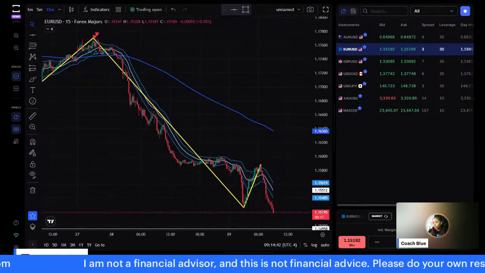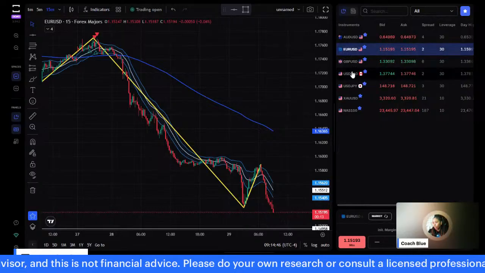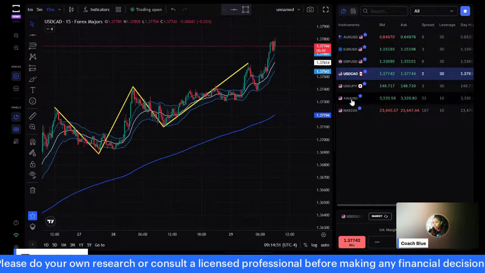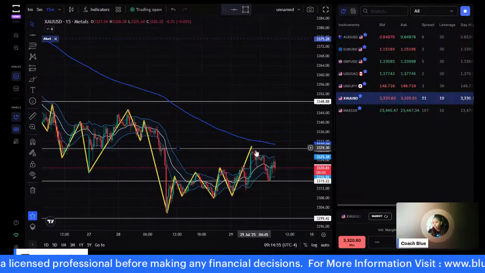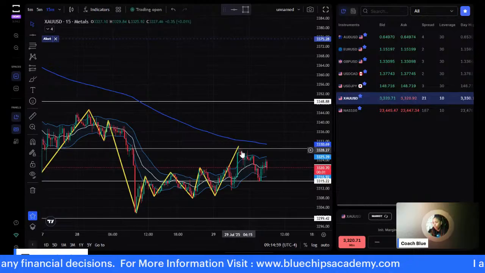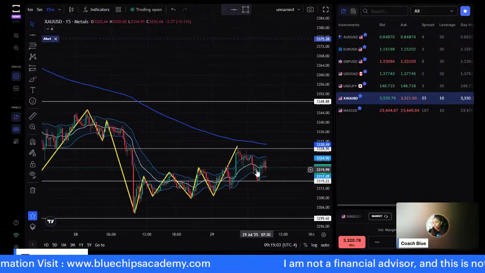Hold on, let's see. Okay, let me go to USD CAD. I think that one was a little bit... or gold. Let me see. Okay, so here's one for gold, right? Here's a pin bar right here outside of the Keltner. What do we see? Price moves down.